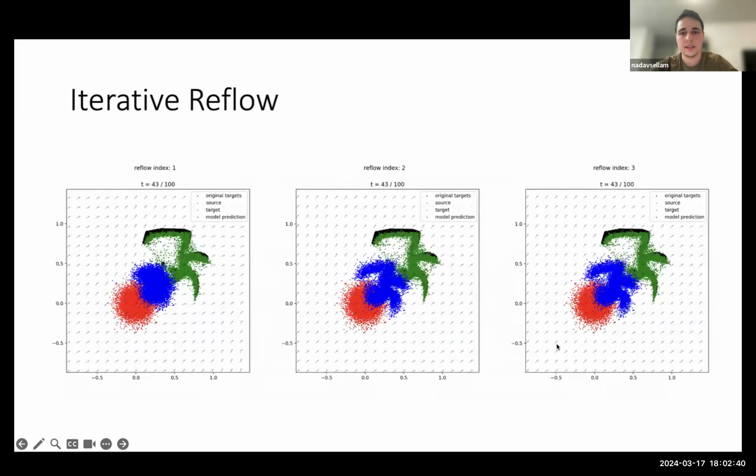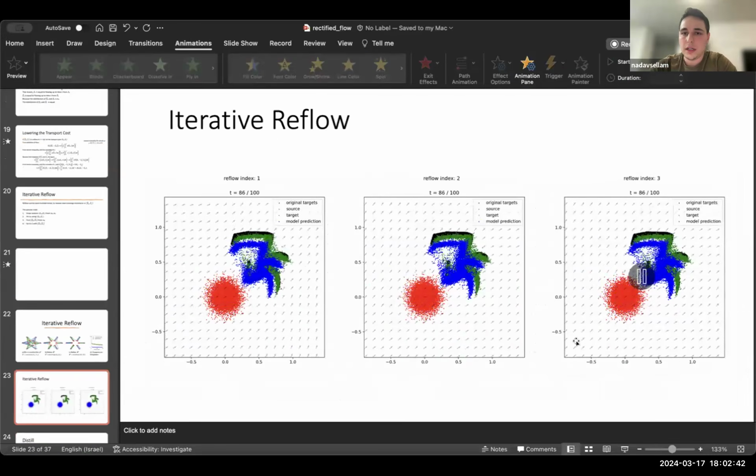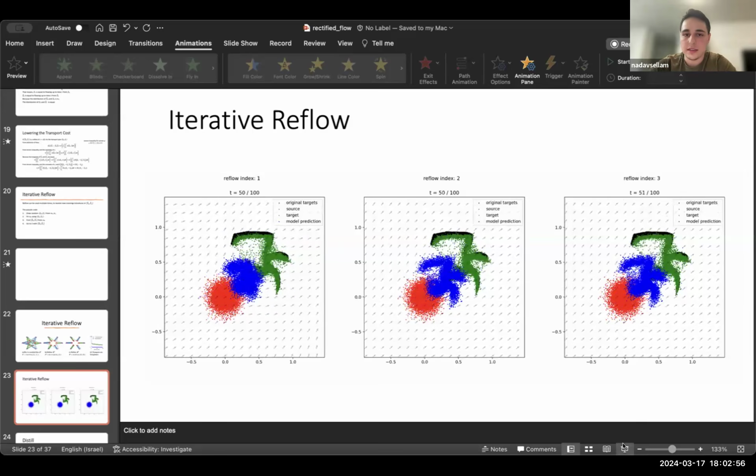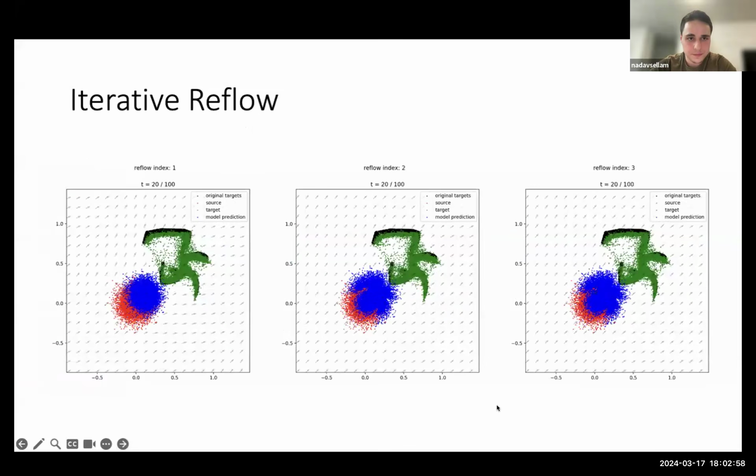So I don't know if you can see the animation on my screen, but here I ran a simple experiment where I did 0 reflows, 1 reflow, and 2 reflows, and we can see that the more times we reflow, the straighter the flow, and the more the vector field stays constant as time goes by.